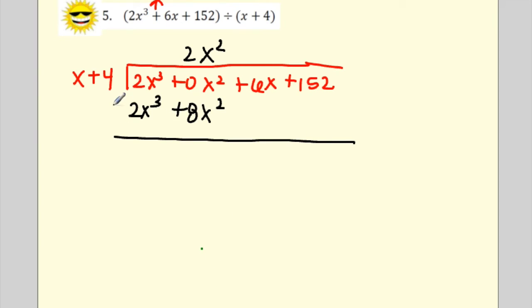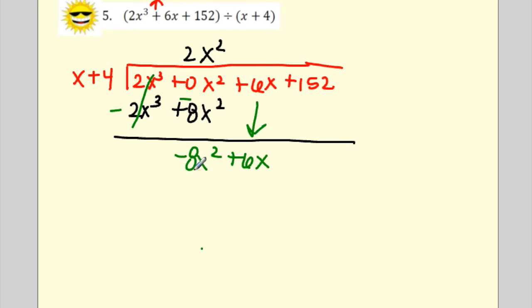Go ahead. Remember, we always subtract. So subtract, subtract. This cancels. 0 minus 8x squared is negative 8x squared. Bring this down, so plus 6x. Then we repeat the process.